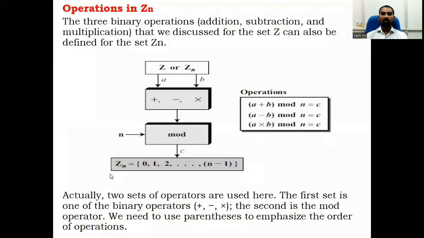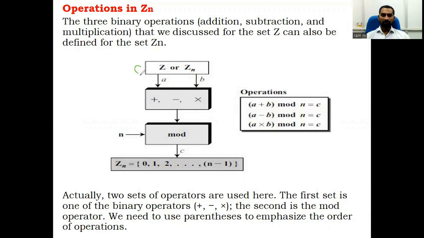Now we'll see the operations that we can do on modular arithmetic, or Zn. The operations that we see in Z are addition, subtraction, multiplication and division, but division we don't consider here. In modular arithmetic, we can basically do 3 operations: addition, subtraction and multiplication. These operations are done in 2 steps.